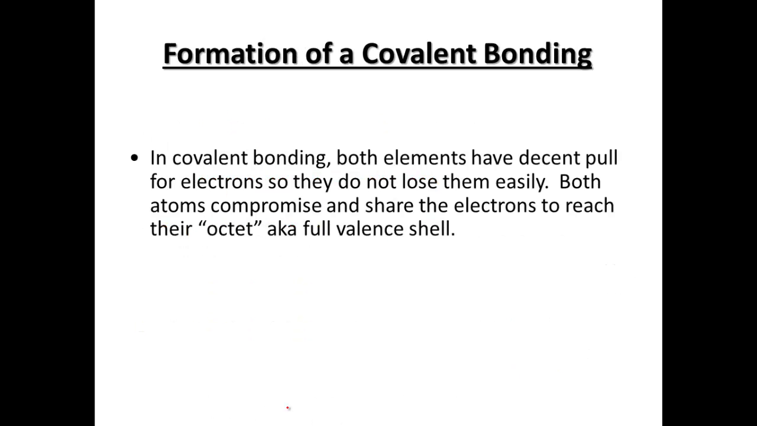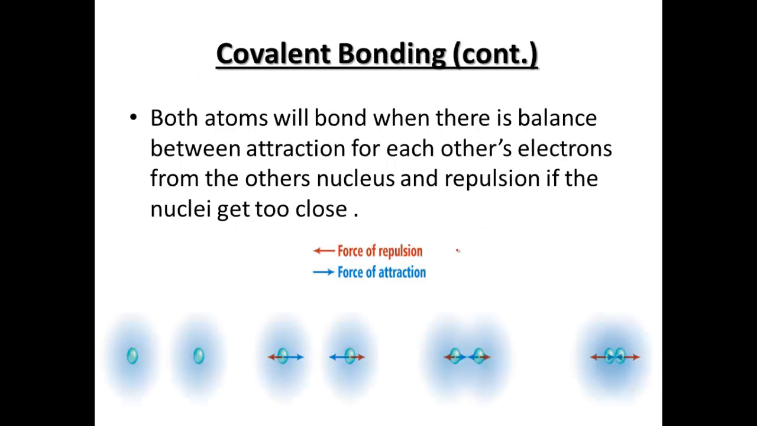So to form a covalent bond, summary for formation of a covalent bond: elements both have a decent pull for electrons, so they don't want to lose them easily. Both atoms compromise, and they're going to share valence electrons to get to their full octet. So they want 8 electrons, except elements 1 through 5 only want 2 electrons. So they're a duet instead of an octet. But they're going to end up sharing those electrons because they both want to pull on the electrons.